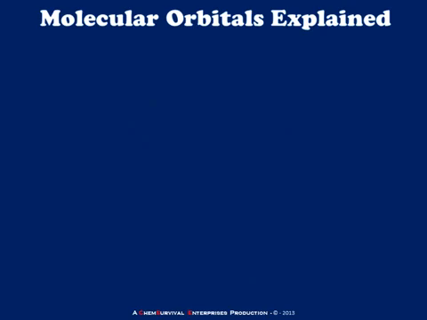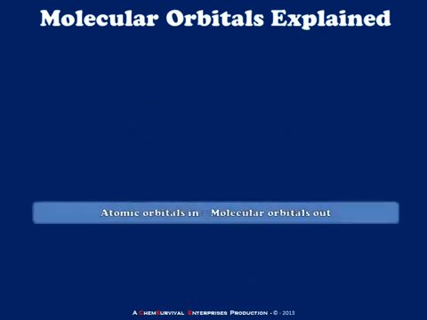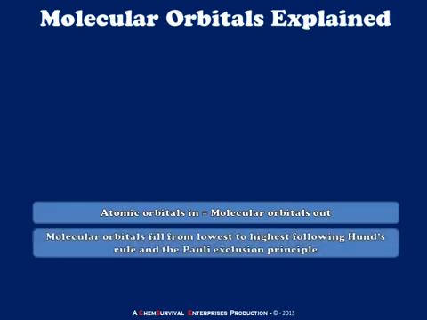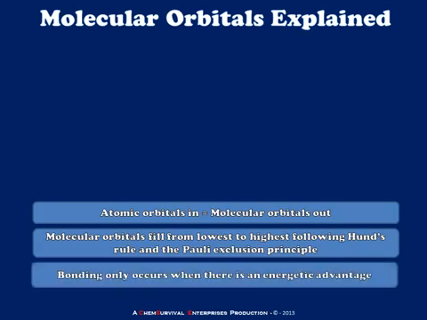So when we work with molecular orbitals, we need to keep a few rules in mind. The first is that the number of atomic orbitals which go into the system is equal to the number of molecular orbitals which are formed. The second rule, molecular orbitals fill from lowest to highest energy following Hund's rule and the Pauli exclusion principle. And finally, bonding between any two atoms will only occur when there is an energetic advantage to populating the molecular orbital system when compared to the atomic orbital system.